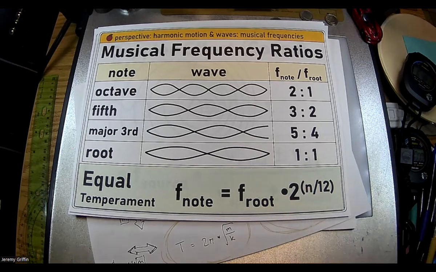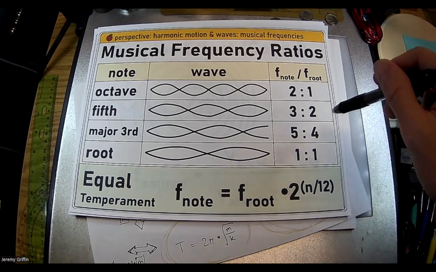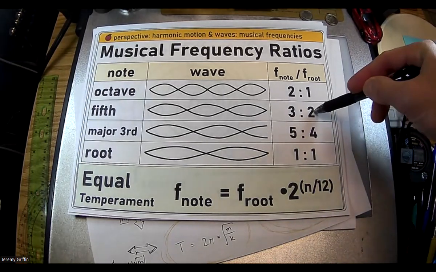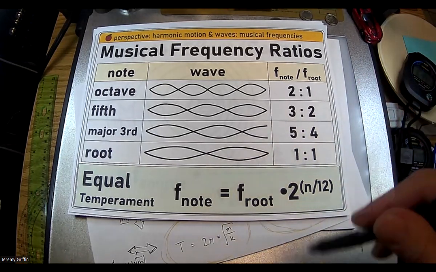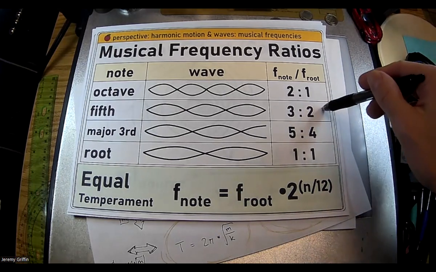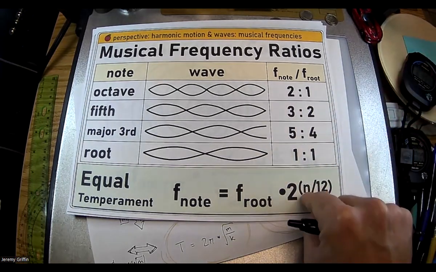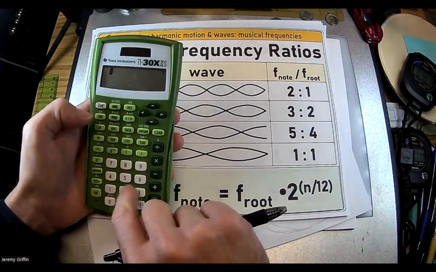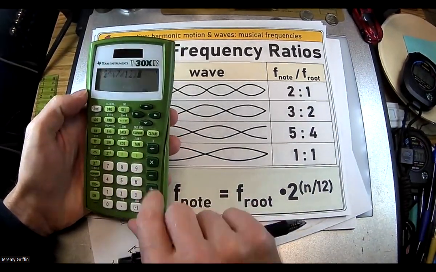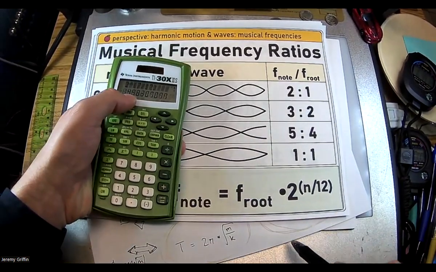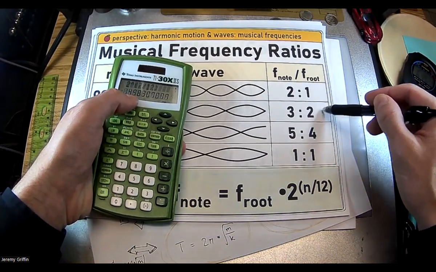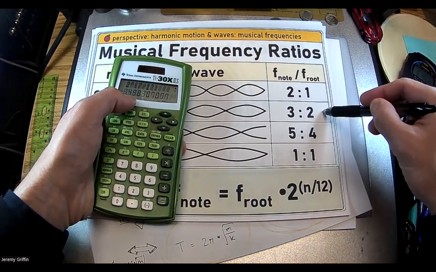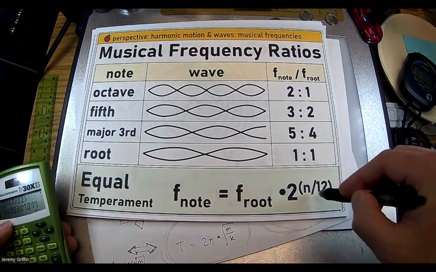So let's see how close this lines up. Let's look at the fifth in the major scale. The fifth is 7 half steps up from a root note. So if you count piano keys, including the black keys, you count up 7 half steps to get to the fifth. If I plug in a 7 for this n, what's 2 to the power of 7 out of 12? It says 1.498. That's extremely close to 1.5, which is what 3 to 2 is. Your ear probably cannot tell the difference between those two, so that works pretty good.